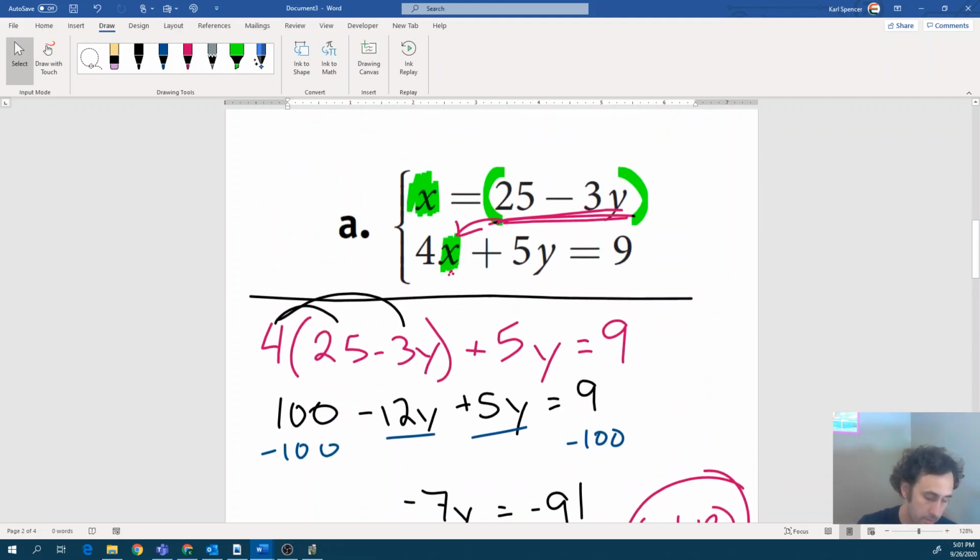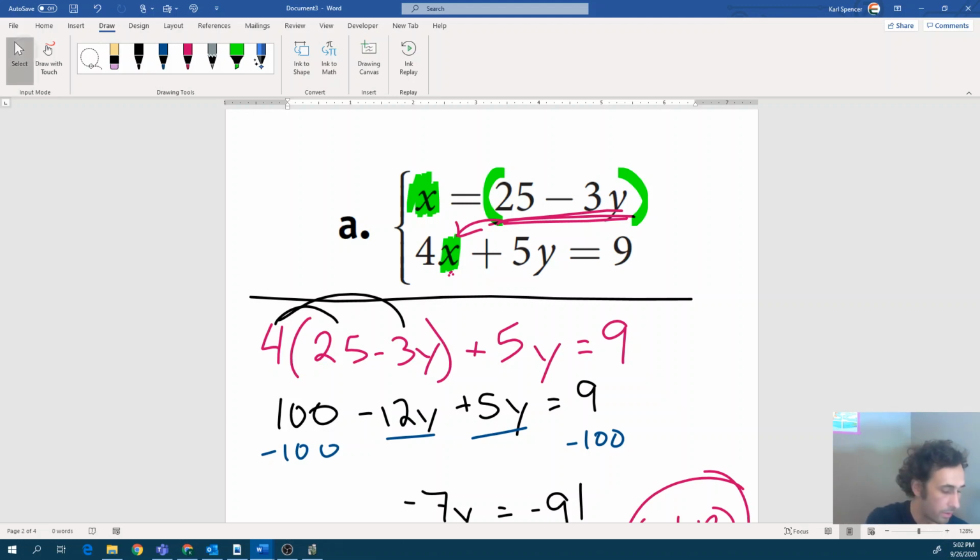Again, what I did is I took my first equation. It doesn't always have to be the first equation, but because the first equation was x by itself, x equals something, I'm going to take what it equaled, that something, and plug it in for x in the second equation.